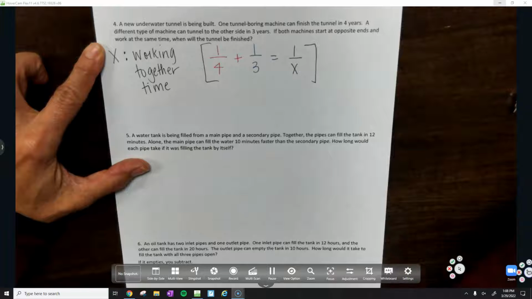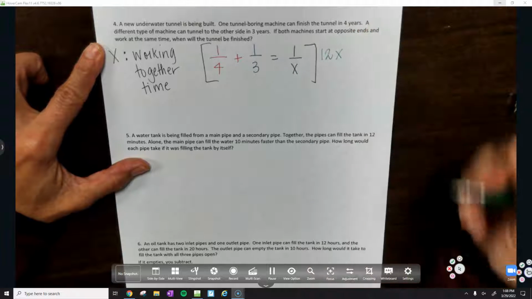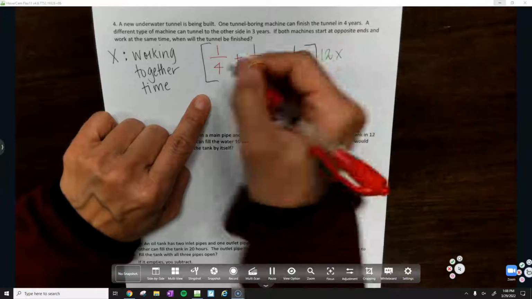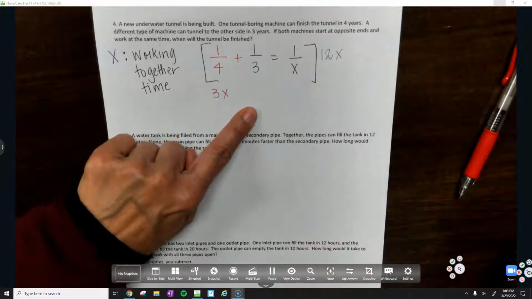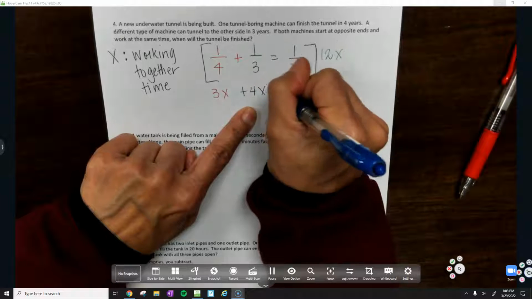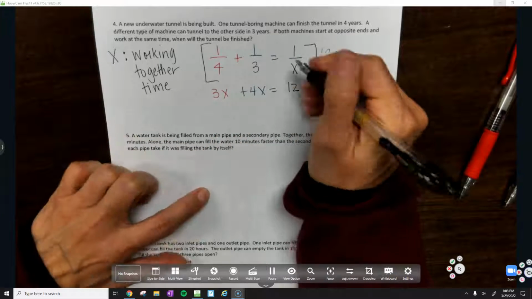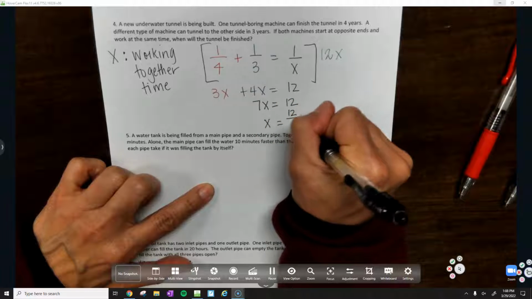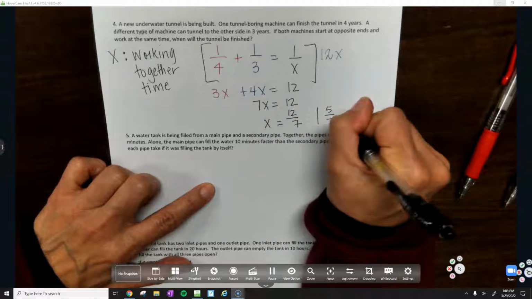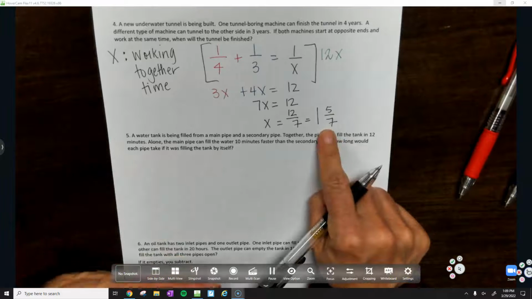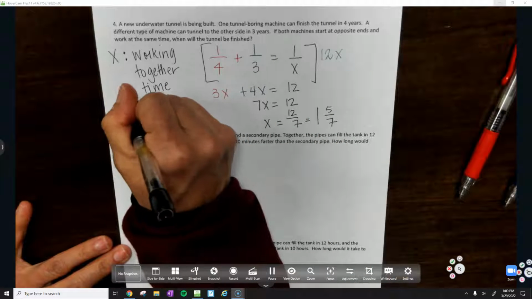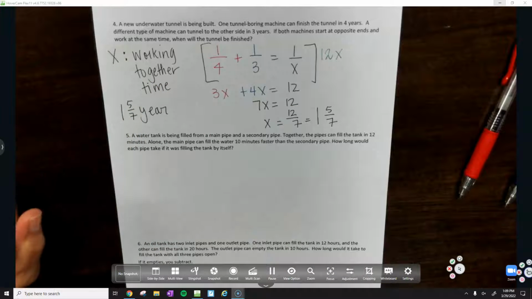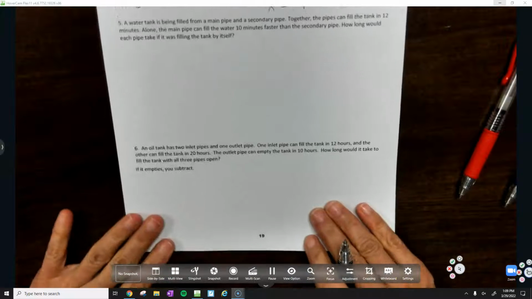Since that's our equation, we know that our least common denominator is 12x. When you distribute 12x to everything inside the brackets, you get 3x plus 4x equals 12. When you solve this simple equation, you are going to get x to equal 12 over 7. But remember, we need to change this to a mixed number so we can understand the unit of time. So it will take them 1 5/7 of a year to complete the boring of the tunnel. Let's look at the next one.